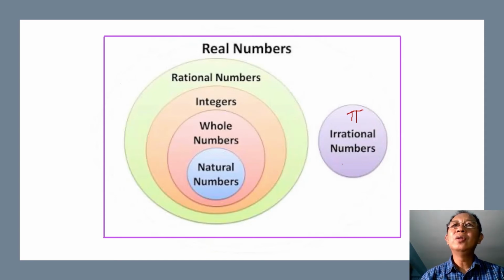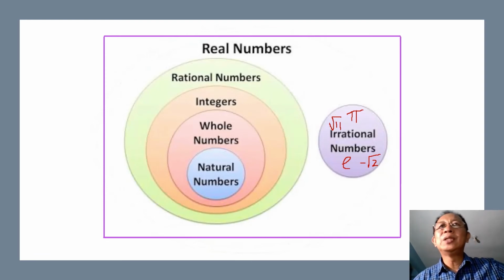Dito yung e. Dito yung negative square root of 2. Dito yung square root of 11. Kasi lahat ng hindi perfect squares, irrational numbers.